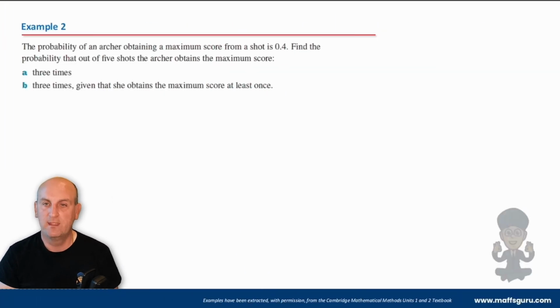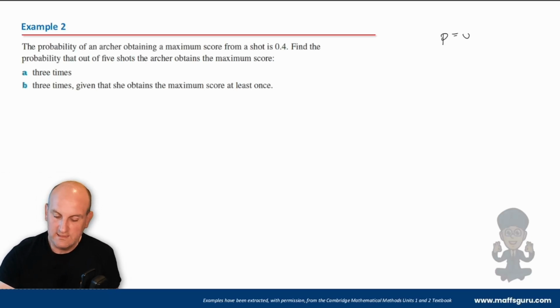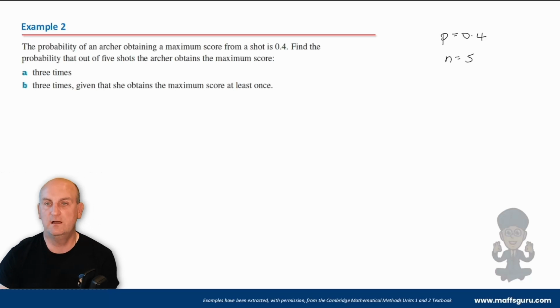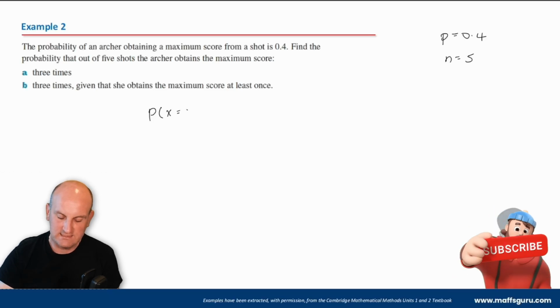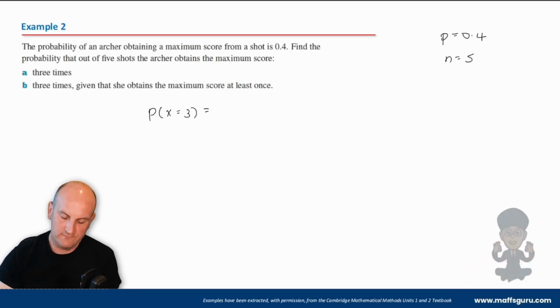Right, what do we get here? The probability of an archer obtaining a maximum score with a shot is 0.4. Find the probability that out of 5 shots, the archer obtains a maximum score 3 times. All right, so my probability of success is equal to 0.4, and n is going to be 5. The archer obtains the maximum score 3 times. So we're looking for the probability that x equals 3, which is 5C3, 0.4 to the 3, and 0.6 to the power of 2.